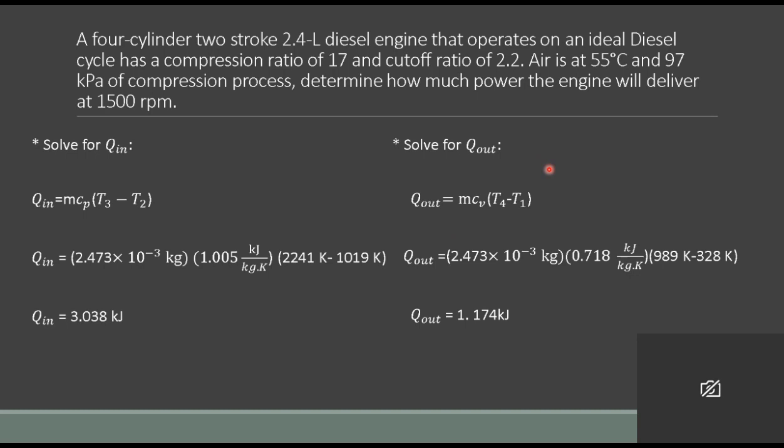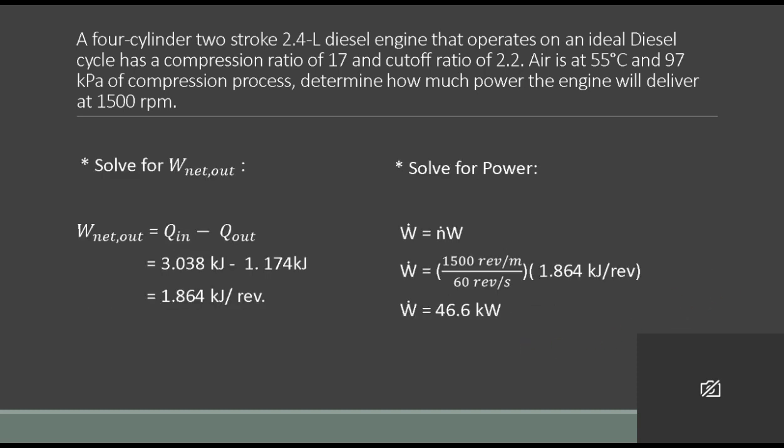Let's solve for Q out. Q out is equal to the mass multiplied by the Cv, the specific heat at constant volume, and the quantity T4, the temperature at state 4, minus the temperature at state 1. Plugging in the values, we got 1.174 kilojoules. Since we already have the Q in and Q out, the heat input and heat output, we subtract them, and we got a net work output of 1.864 kilojoules per revolution.